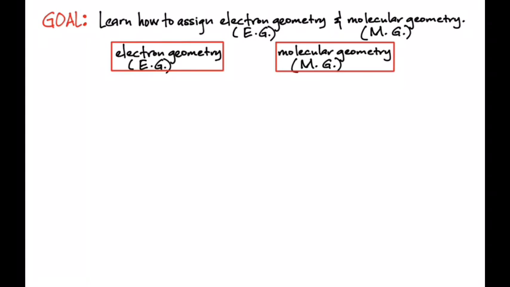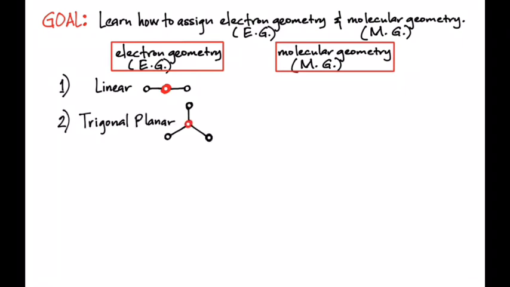So you can think of electron geometry as the main type, whereas the molecular geometry is the subtype. So let's take a look at the different types of electron geometry here. The first one is linear. A molecule with a linear electron geometry has two electron groups. So if this atom in red, the central atom, has two electron groups, automatically that molecule has a linear electron geometry. The second type here is called trigonal planar.